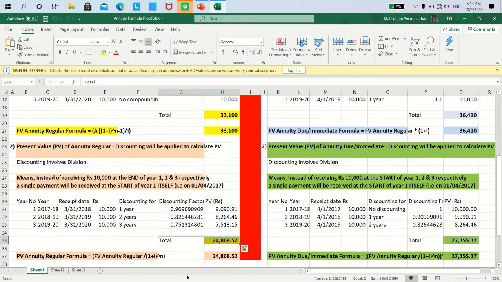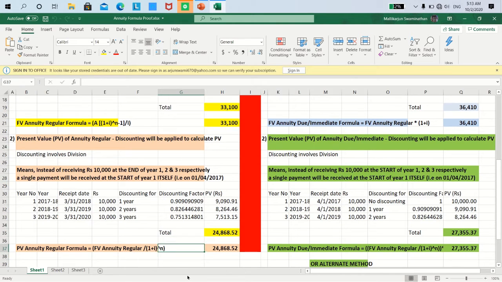Now, this is the detailed computation of the long route. Imagine again if this had been for 36 months, then you would have to do this calculation 36 times. Is it not a smarter way to handle the same using the formula? Yes, indeed. And what's the formula? Right on row 37, we are able to see highlighted in pink color, PV annuity regular formula is equal to FV annuity regular divided by 1 plus i power n, which is what you have already been taught.